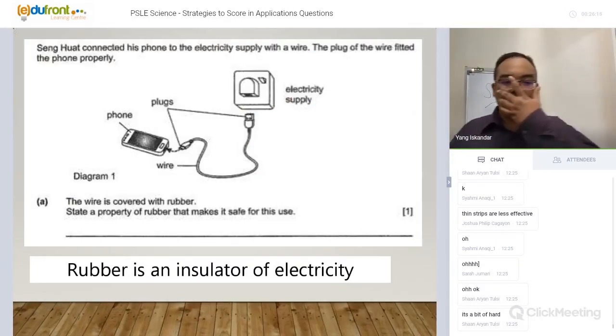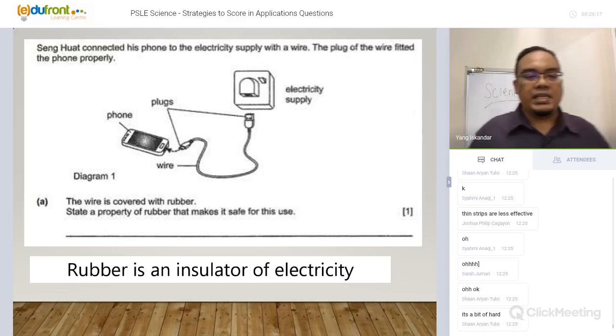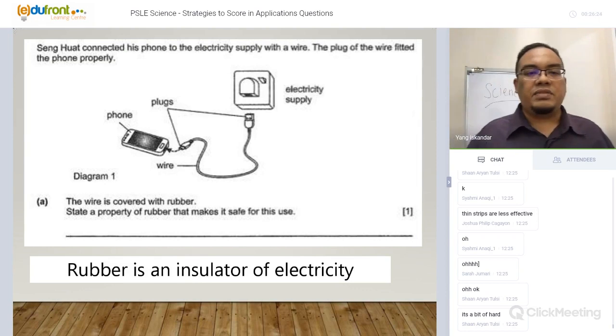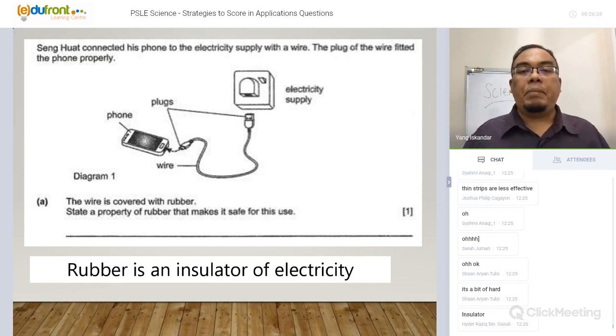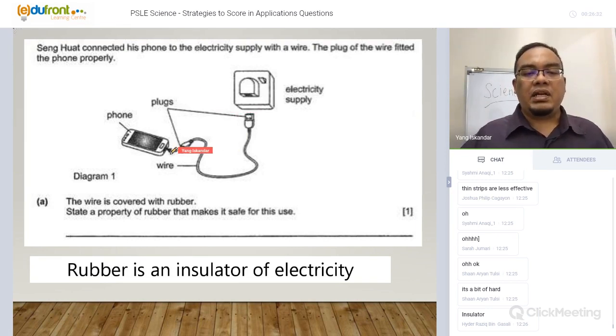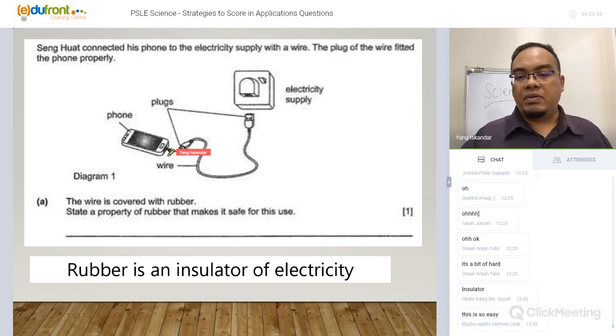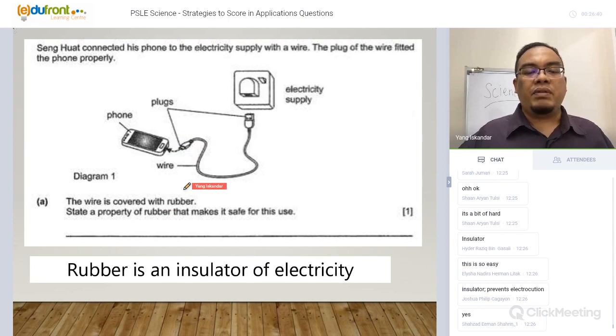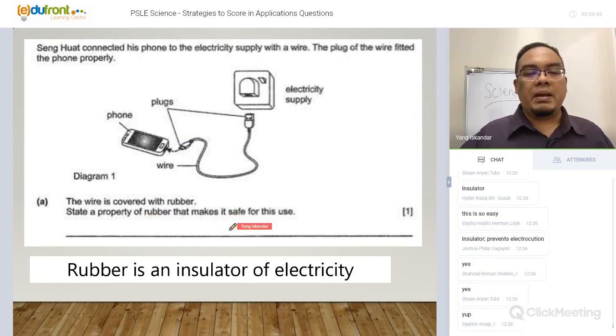Okay, this is a very interesting question. Okay, this is easy, right? Last year's PSLE. Sing Huat connected his phone to the electricity supply with a wire. The plug of the wire fitted the phone properly. All of you have handphones, right? And you know how handphones are charged and so on. So the wire is covered with rubber, a proper rubber that makes it safe for use.